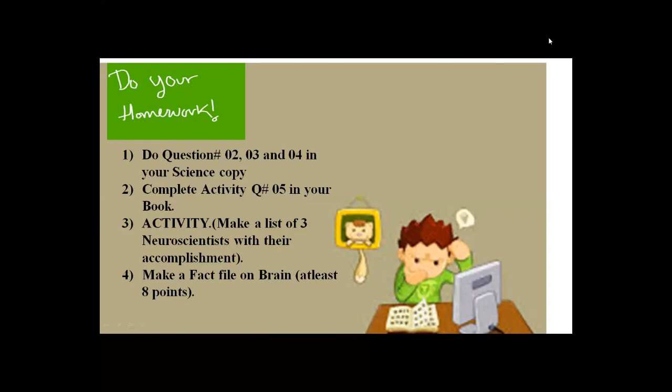And the third one is the medulla. Which type of activities does the medulla control? Like breathing, digestion, and the beating of the heart. The question number 3, activity based, make a list of 3 neuroscientists with their accomplishments. You can find this answer on slide number 4. The question number 4 is make a fact file on brain, at least 8 points.